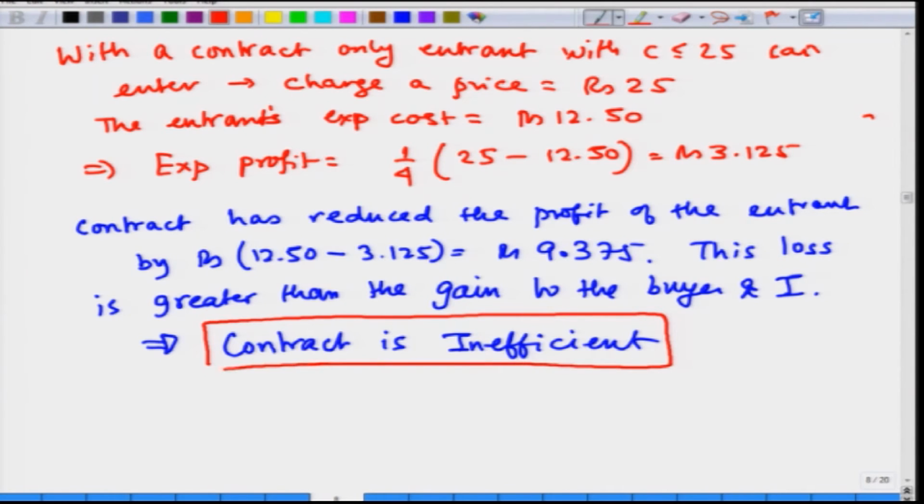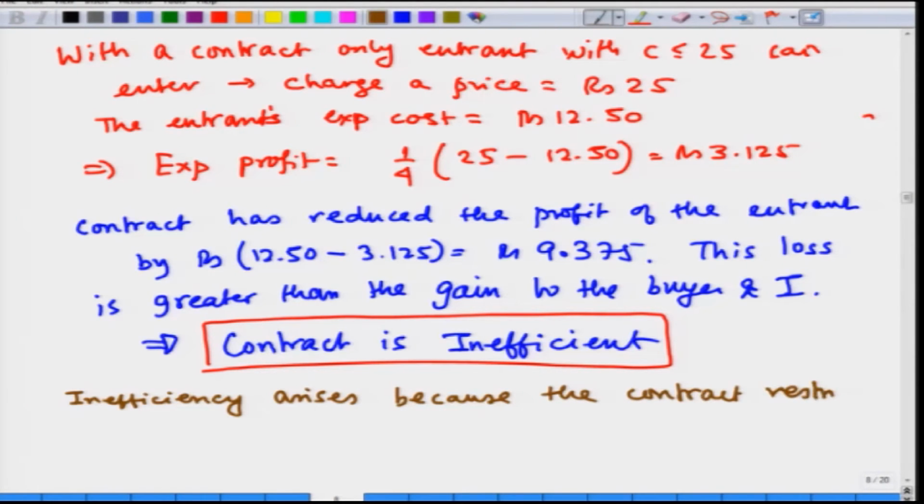So, this is a big lesson that comes out, right. Even though the contract is anti-competitive because it restricts entry, more importantly the loss to the entrant is more than the gain to the buyer and the incumbent. So, the contract is inefficient, and the inefficiency arises because the contract restricts entry, right. So, it reduces the probability of entry from 1/2 to 1/4. So, only an entrant with marginal cost between 0 and 25 can enter.